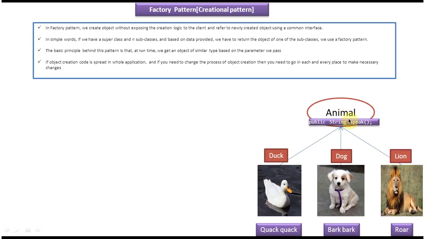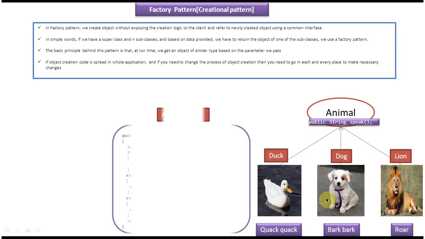So Duck will implement this speak method and it will return quack quack, and Dog will implement this public String speak method and it will return bark bark, and the Lion class will implement this speak method and it will return roar.